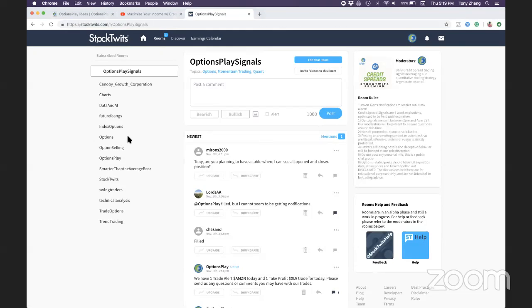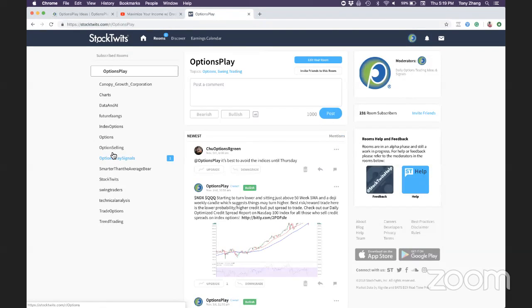Would you consider being able to communicate with other traders on the platform? We've actually created a whole room for you guys, if you want to chat with everyone else. We've created an options play room on StockTwits. If you just want to talk to other StockTwits traders, we created this room to allow you to chat with each other and share ideas. There's 230 of you already in that room. And then if you want to subscribe to our signal service, you can subscribe to options play signals.